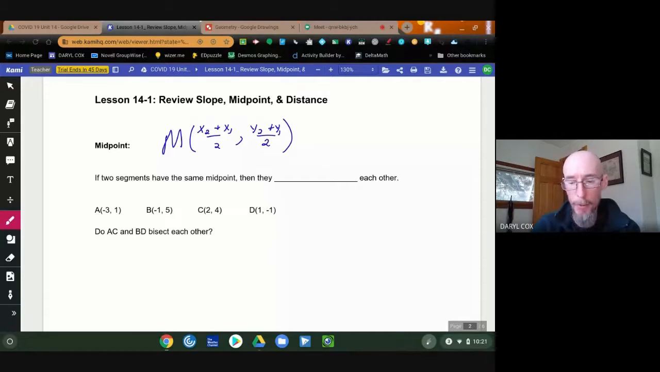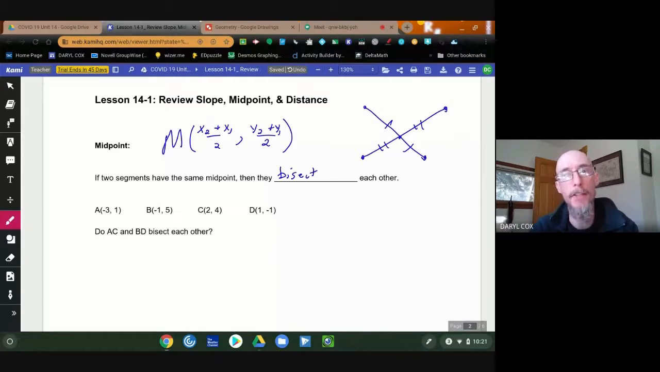So pay attention to what you're doing, communicating in mathematics. Now, if two segments have the same midpoint, we can say they bisect each other, okay? So if I've got a segment here and a segment there, and this point is the midpoint of that and the midpoint of that, then notice both segments cut each other in half because they have the same midpoint.